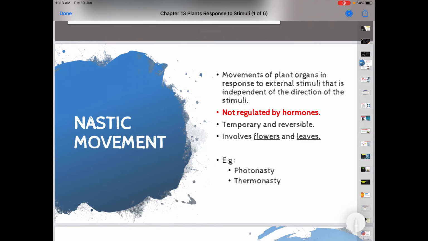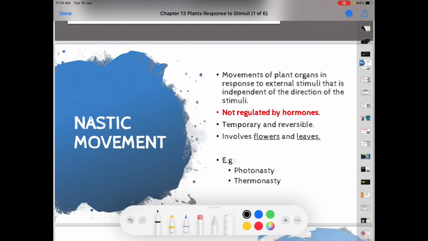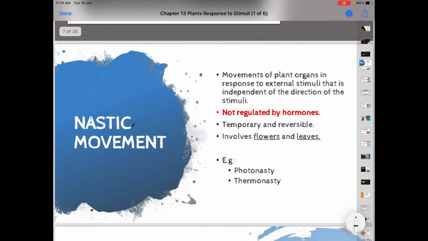Now we go into nastic movement, which is the movement of a plant organ. This refers to a plant organ responding to external stimuli independent of the direction of the stimuli. If we compare with chemotaxis and phototaxis, which involve the movement of the whole plant, nastic movement is the movement of a certain plant organ, for example just the leaf or just the stem. This reaction is not regulated by hormones, and it is temporary and reversible. Normally it involves flowers and leaves.